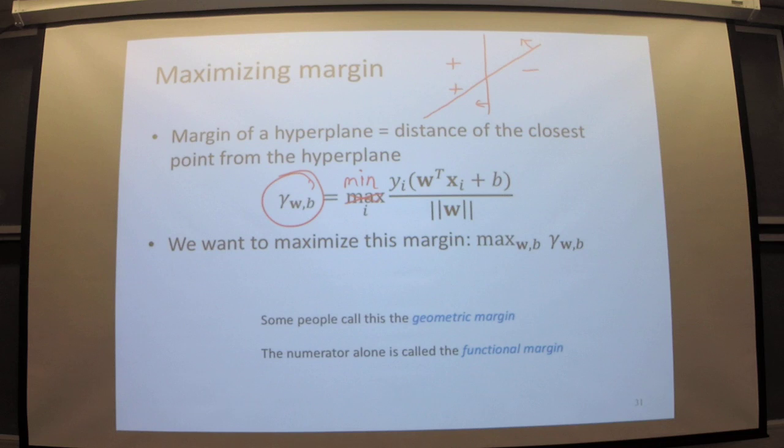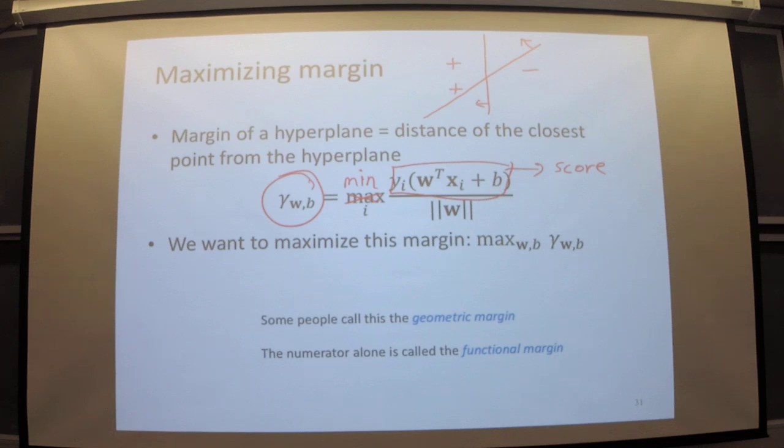So this expression gamma WB is called the geometric margin, because it normalizes the numerator by the norm of W, by the length of W. The numerator alone, this thing here, as I said, is called the functional margin, which I find very confusing because these two words are very similar, so I'll just call it the score. I'll just call this the score of the classifier. And the reason I call it a score is for that question that came up. It's like the confidence of the decision.